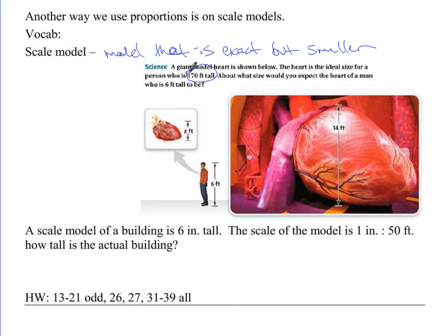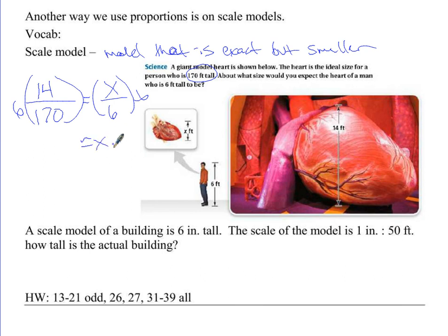Of course, that's never going to happen. But what size would you expect the heart of a man who is 6 feet tall to be, given that ratio? Okay? Again, very simple problem to set up here. We have 14 feet for the heart, which corresponds with 170 feet for a person with a size heart that big. So x feet for the heart of a normal sized person who is 6 feet tall. There's your proportion. Multiply both sides by 6.